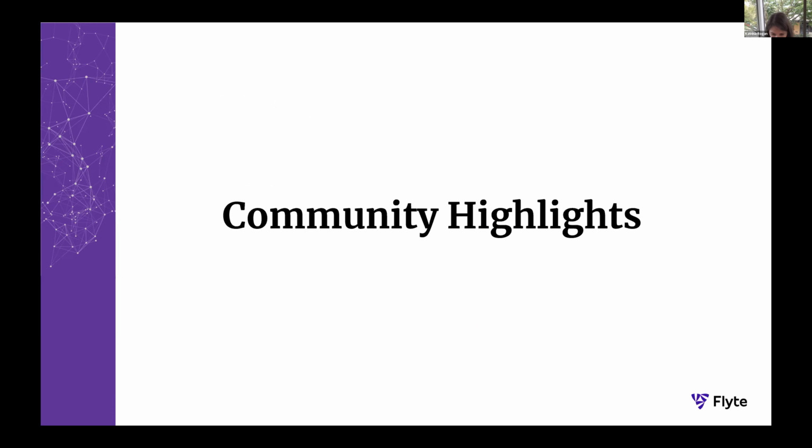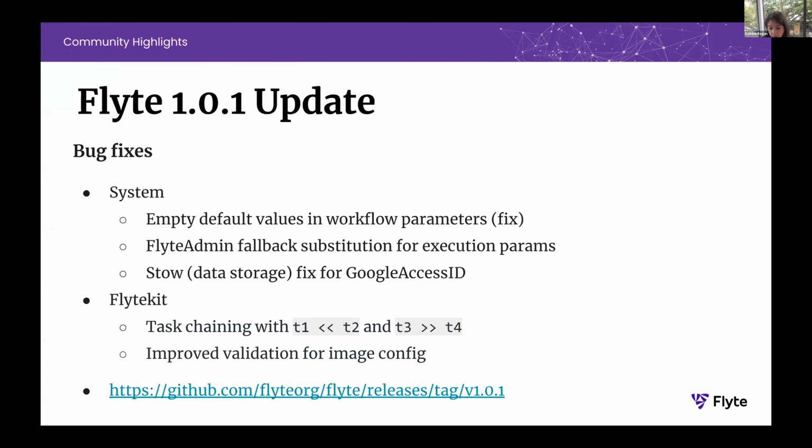So community highlights. We just released Flyte 1.0.1. This is our first patch update after our big 1.0 release. It includes a few bug fixes for issues such as workflow parameters not supporting empty defaults for collection types. We've updated some of the admin substitution for execution time params. We've also fixed STO, which is the data storage layer for working with Google Access ID.